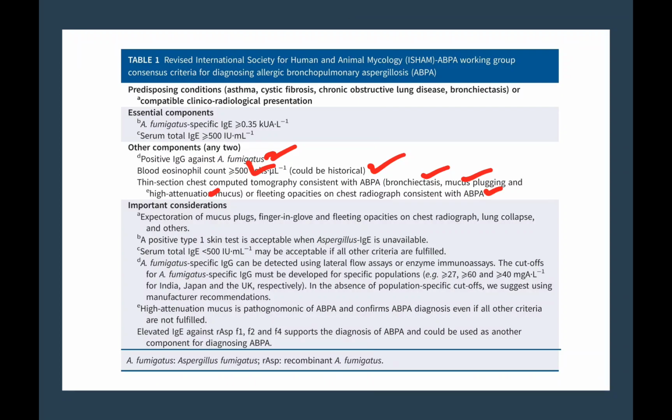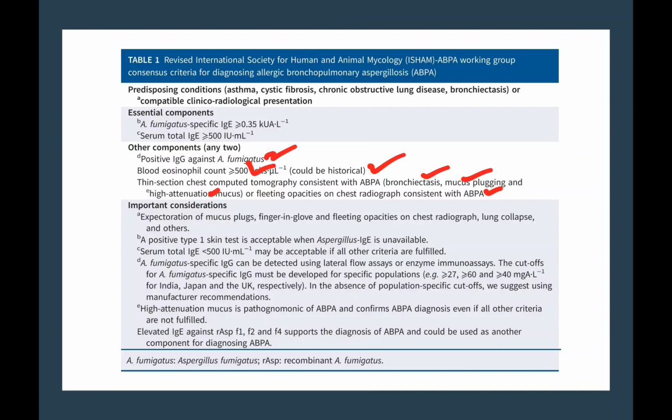So predisposing factors like asthma, COPD, bronchitis, cystic fibrosis. The essential components are specific IgE and total IgE. Then any two of the others: CT, which we usually do if there is bronchitis. They are not mentioning central or peripheral now, they are just mentioning bronchitis. And positive specific IgG or blood eosinophil more than 500. So any of the two. Based on that we can diagnose ABPA.